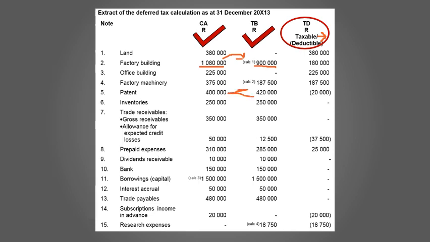If we look at the patent, for example, we see that the economic benefits that we're going to get in future will be 400,000. However, we will be able to deduct 420,000 against these economic benefits. So we'll be able to deduct more than what we will actually receive as economic benefits in future. Therefore, the difference is a deductible temporary difference.